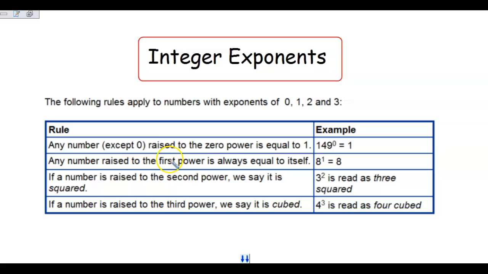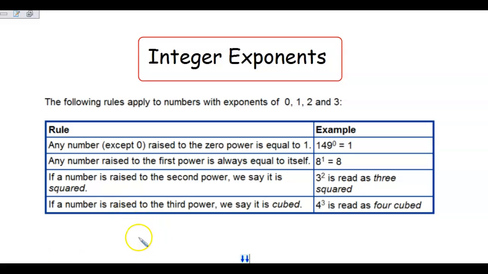Any number raised to the first power is always going to be equal to itself. So 8 to the first power is going to equal 8 because it means there's only one 8 there. If a number is raised to the second power, we say that it is squared. So 3 to the second power is read as 3 squared. If a number is raised to the third power, we say that number is cubed. So 4 to the third power is read as 4 cubed.